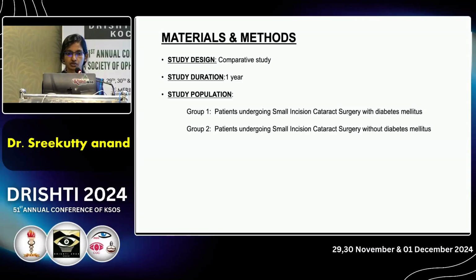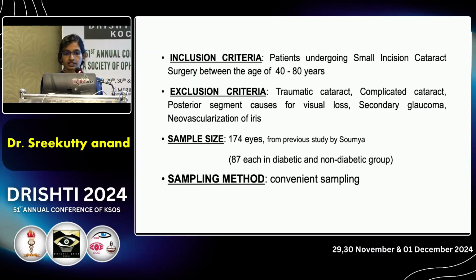It's a comparative study of 1 year duration with the study population of two groups. Group 1 with patients undergoing small incision cataract surgery with diabetes mellitus and group 2 without diabetes mellitus. Inclusion criteria: the patients undergoing small incision cataract surgery between the age of 40 and 80 years, and we excluded traumatic cataract, complicated cataract, posterior segment cause for visual loss, secondary glaucoma, neovascularization of the iris.